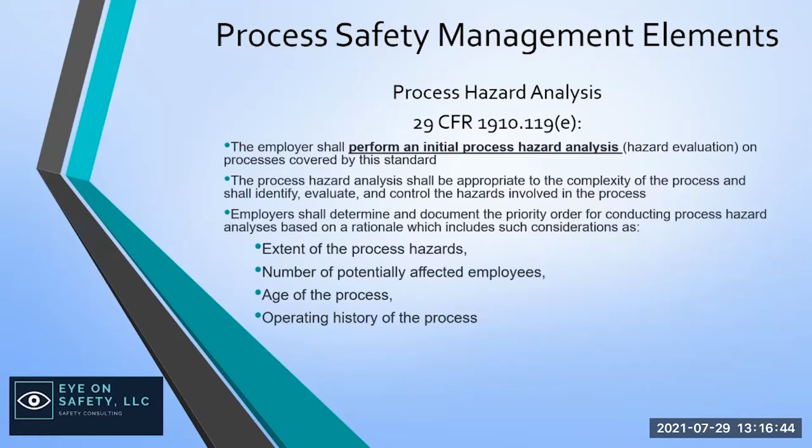And that's just because of the complexity of the system that was involved, or the complexity of the process that was involved. But basically what you're looking at is the number of potentially affected employees, what's the age of the process, the history of the process, has it had any incidents, and what was the result of those incidents. All this has to be documented within the PHA itself.